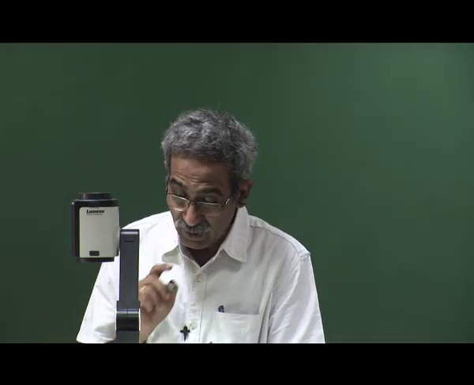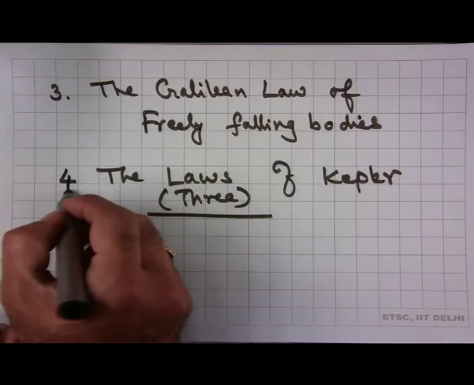This is a constant in the sense that it is not a universal constant, but it is a constant only for planetary motion around the sun. That is something that we have to remember. So this is the fourth one.